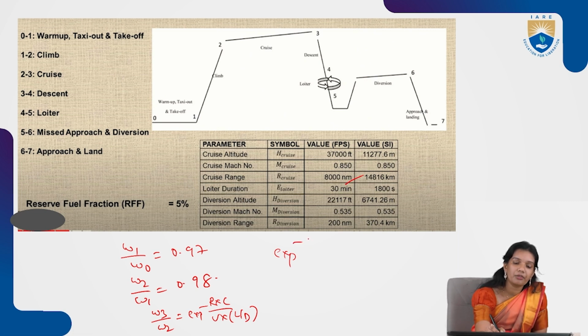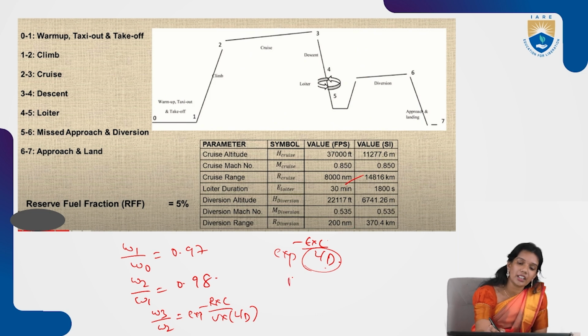exponential of minus of endurance into C by L by D. So endurance is going to be 30 minutes, convert them into seconds. C is known for loiter, L by D is what we have to find out from here, right? Then again, we have a diversion altitude given because I have a diversion segment over there. For the diversion segment, my altitude is given, so it is 22,117 feet. Then for that, I have a diversion Mach number also. I have a range also given to me, which is 200 nautical miles.